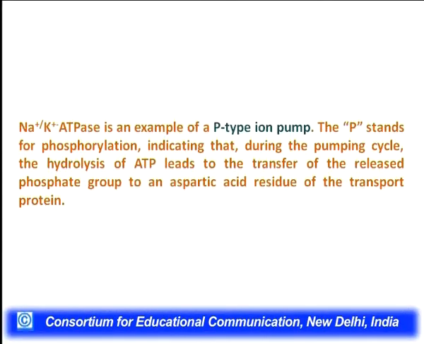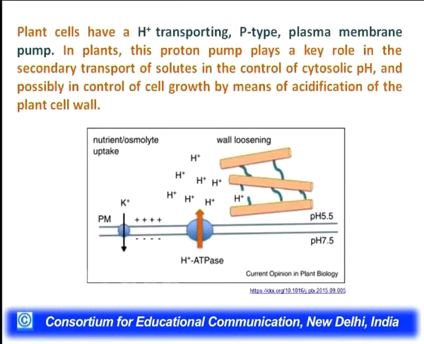So continuing with active transport and talking about the various pumps, we have already talked about the sodium-potassium ATPase, which is a p-type pump. A p-type ion pump, I repeat, is basically one where during the pumping cycle, the hydrolysis of ATP leads to the transfer of the released phosphate group to an aspartic residue of the transport protein. So the transport protein itself gets phosphorylated during this cycle, and therefore they are termed p-type ion pumps. Now plant cells have a hydrogen transporting p-type plasma membrane pump.